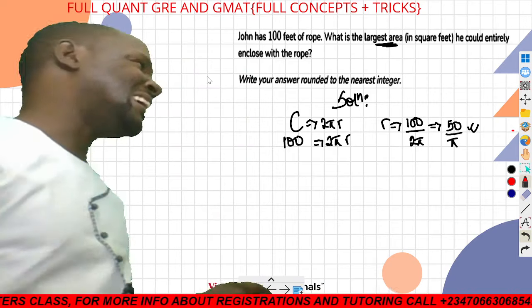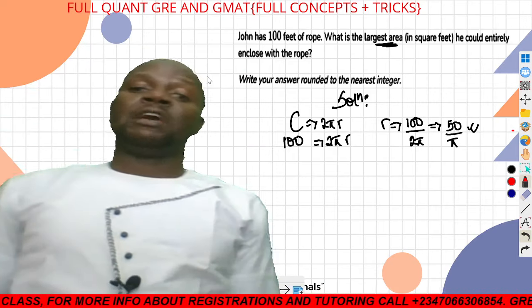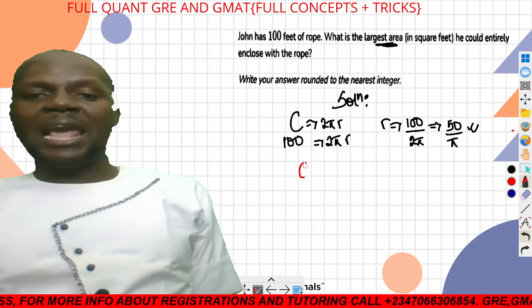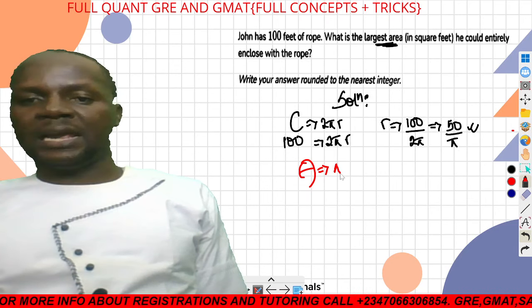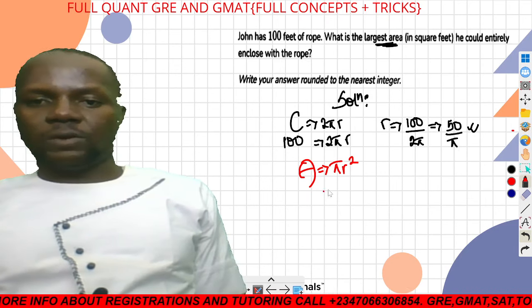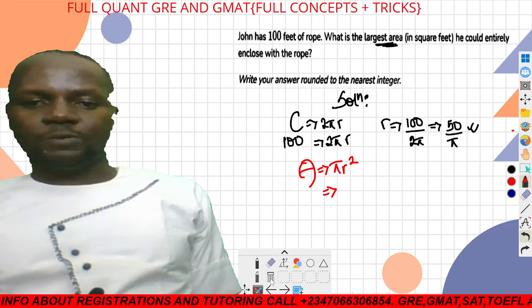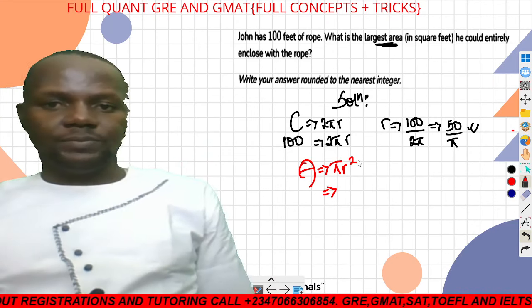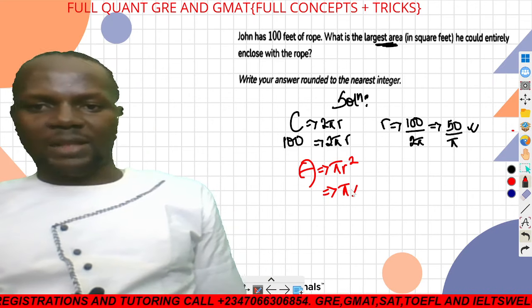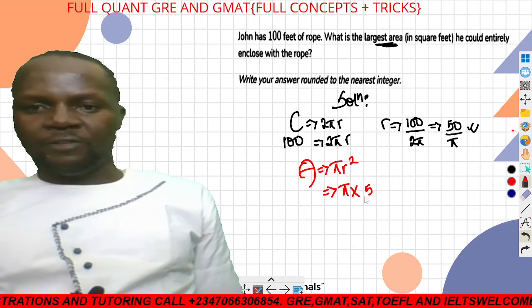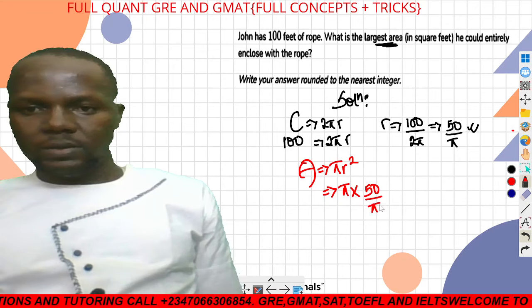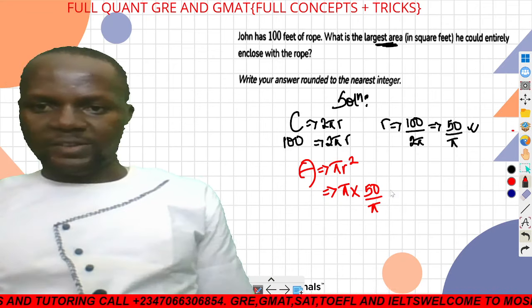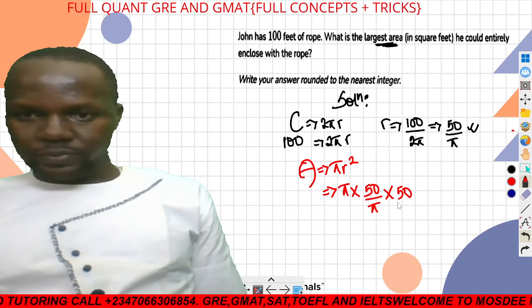But we are looking for the area. Everybody knows the area of a circle. So in continuation, the area of a circle is pi r squared. And with this calculator, I need that. So if the area of a circle is pi r squared, we can say pi times our radius squared, that's 50 over pi, times 50 over pi.